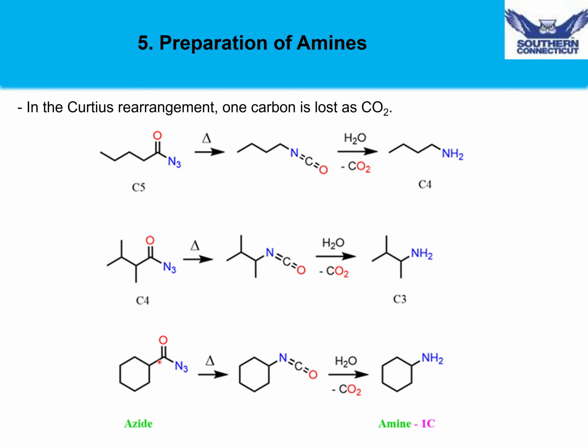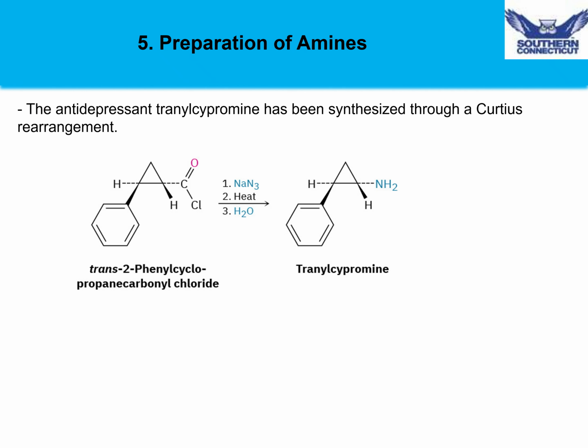Last example, we have a cyclohexyl group. If we heat this acyl azide, we'll get an isocyanate, which when it reacts with water will give us an amine and a CO2 molecule. The Curtius rearrangement is a reaction that has been around for a long time and has been used for the synthesis of several molecules. For example, it has been used to synthesize the antidepressant drug shown here.